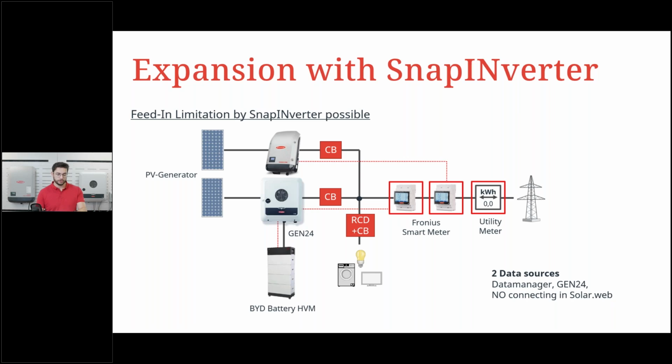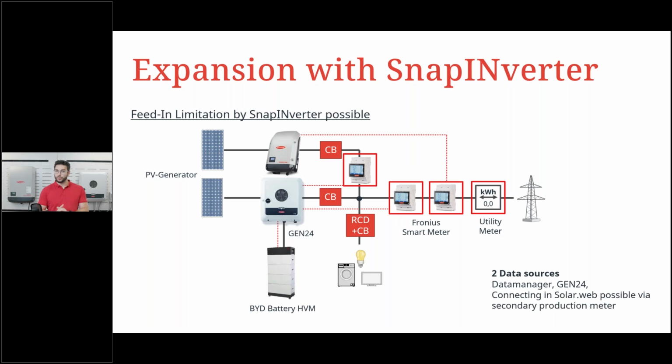Now, in order to have it ready for the SnapInverter, we could do it like this. The only downside for this scenario is that both of these inverters cannot be interconnected on SolarWeb because only one primary smart meter is allowed per system. So this prevents us from interconnecting them. So we would have two separate systems online on SolarWeb, but then we would have these feed-in limitations fulfilled.